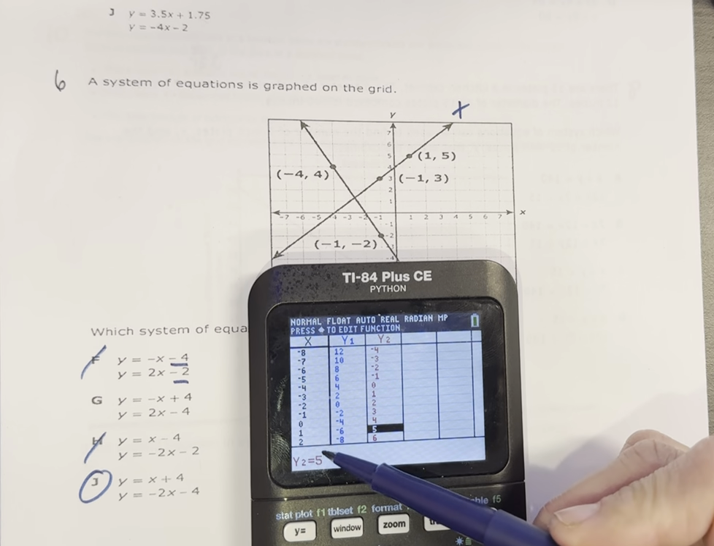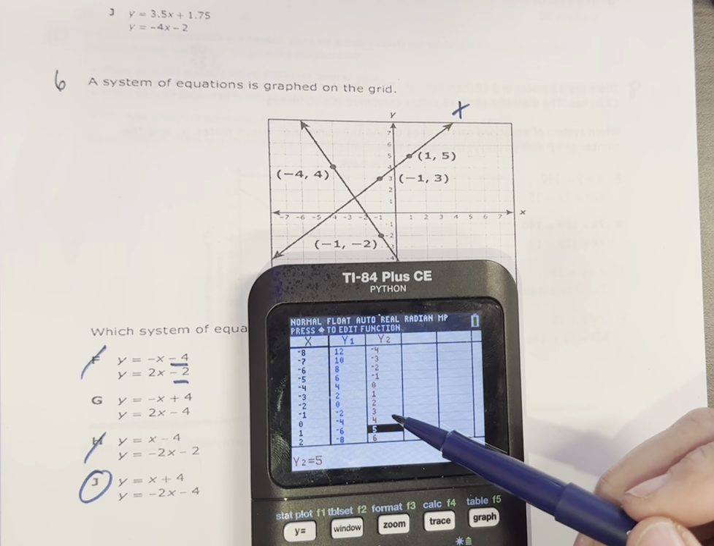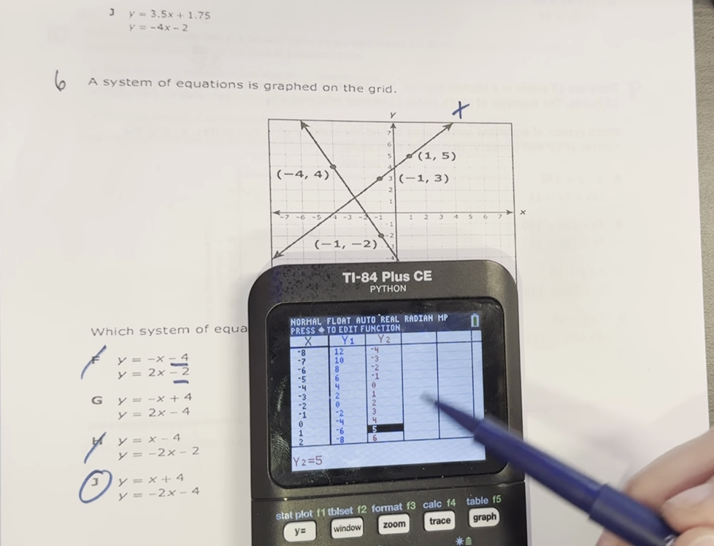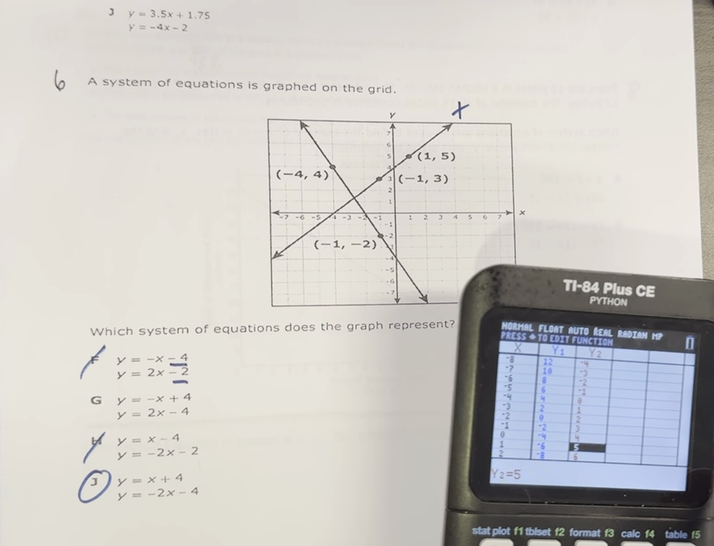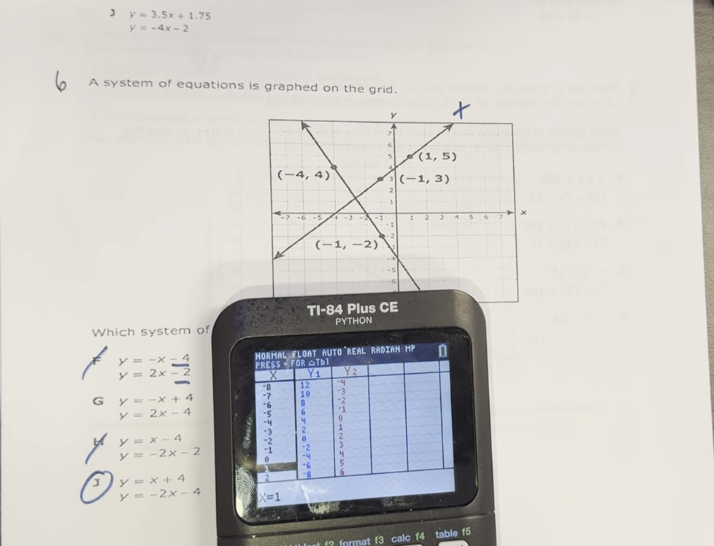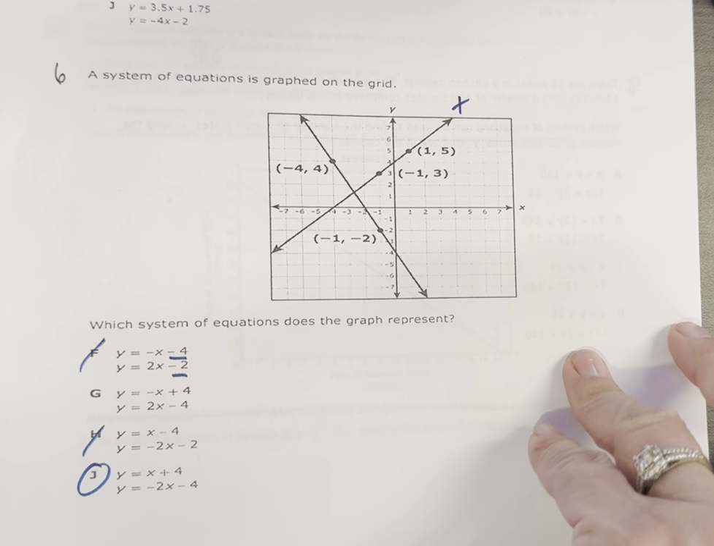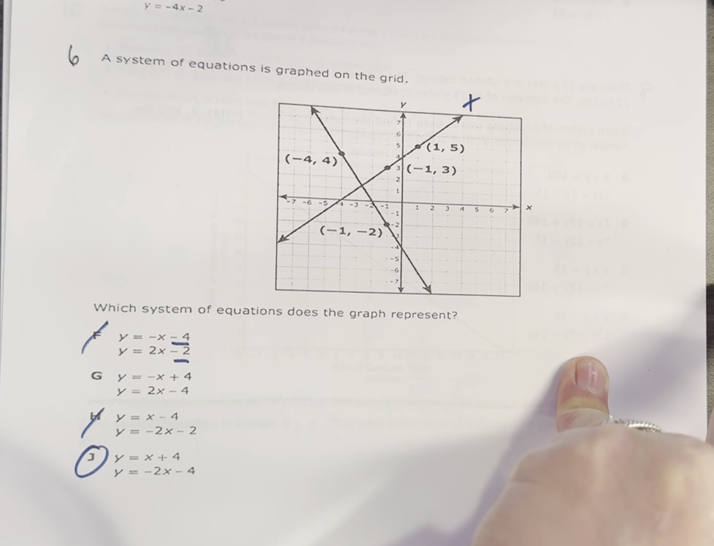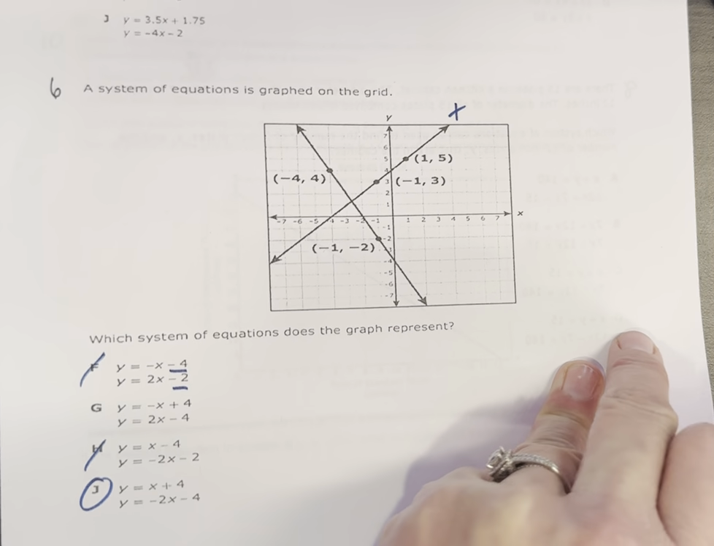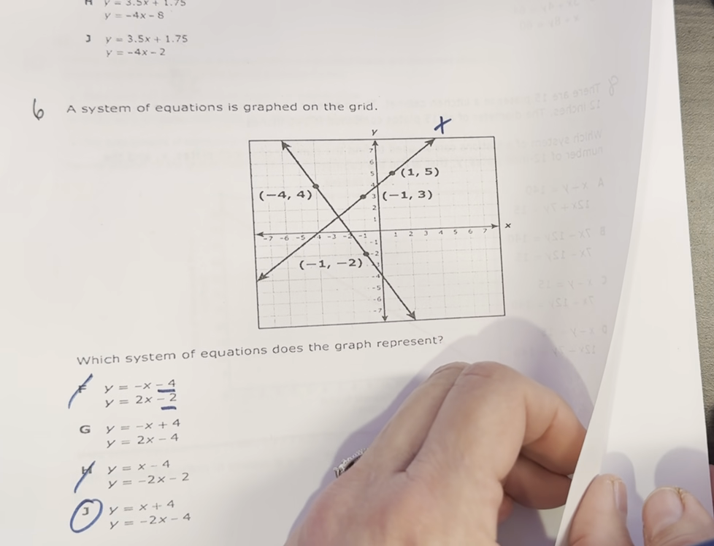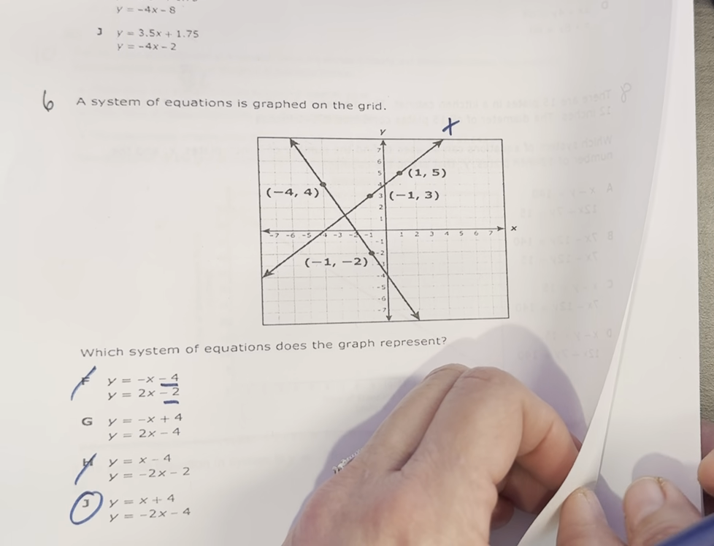And +1 and 5, so both of those are there. -1 and -2, and then -4 and 4. So you could check the points on the table. And J, of course, is correct. Questions? Okay.